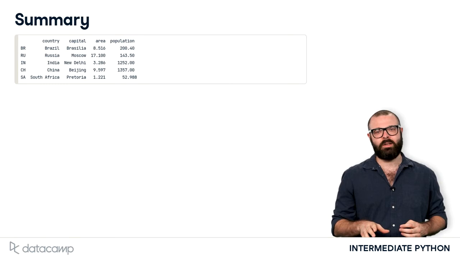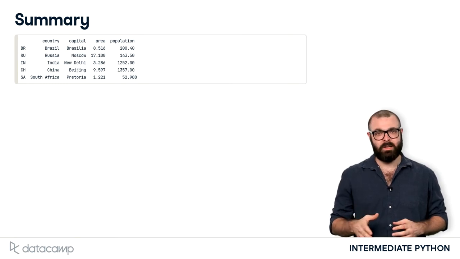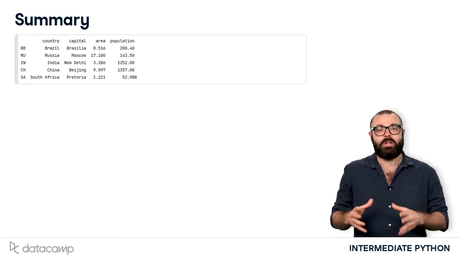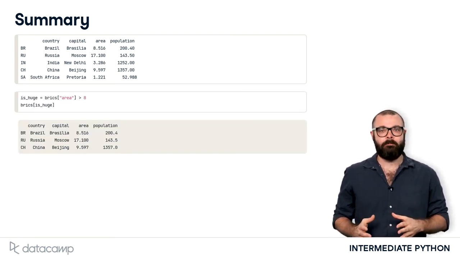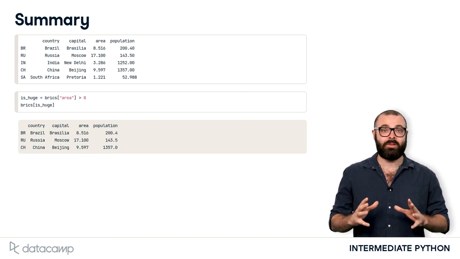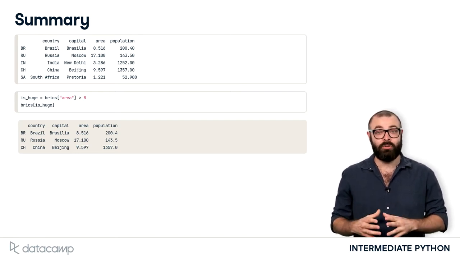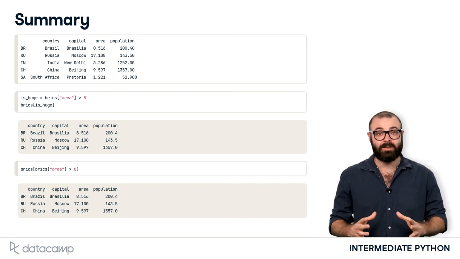So let's summarize this. I selected the area column, performed a comparison on this column, and stored it as isHuge so that I can use it to index the bricks data frame. These different commands do the trick. However, we can also write this as a one-liner. Simply put the code that defines isHuge directly in the square brackets.